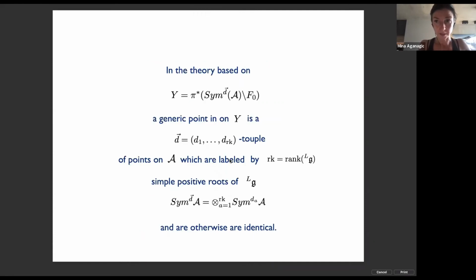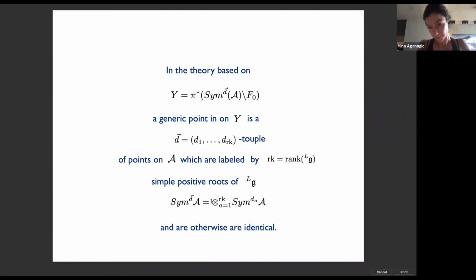In the theory based on Y, a generic point on the target is a D-tuple of points on the Riemann surface, which are labeled by simple positive roots of G and otherwise identical.